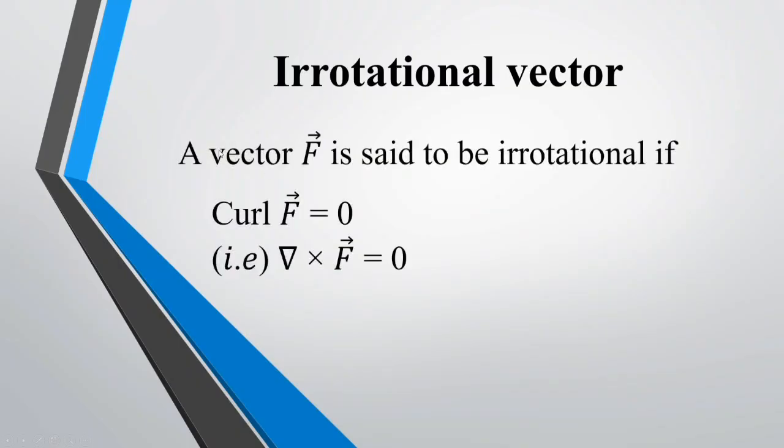Irrotational vector. A vector f is said to be irrotational if curl f is equal to 0. That is, del cross f is equal to 0.